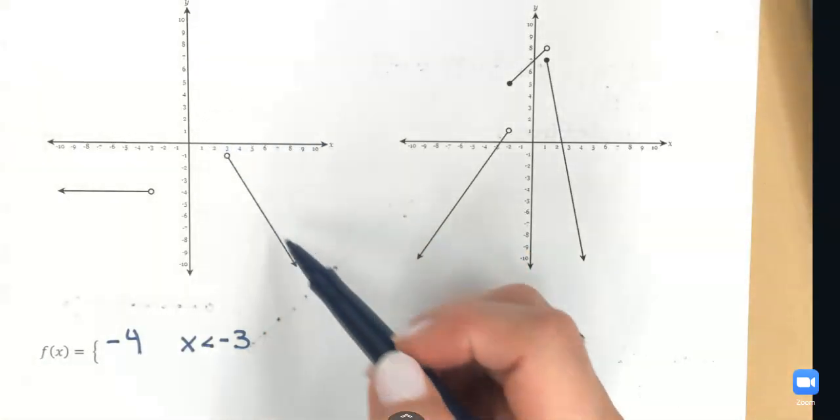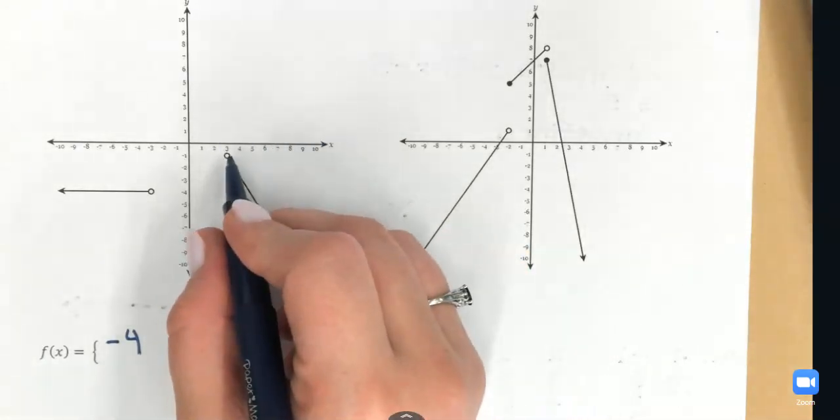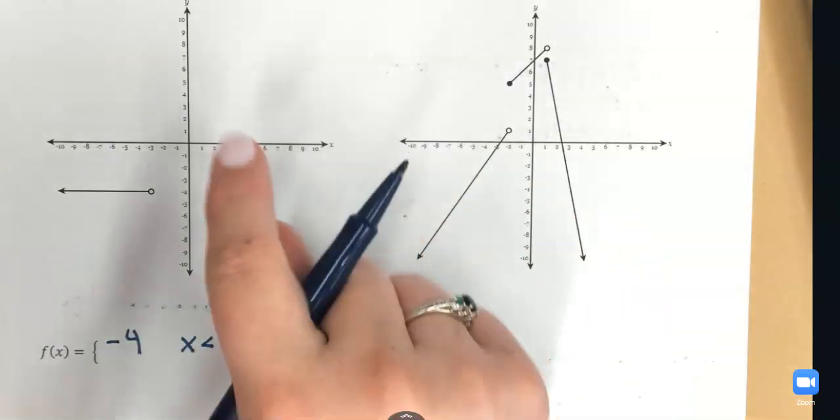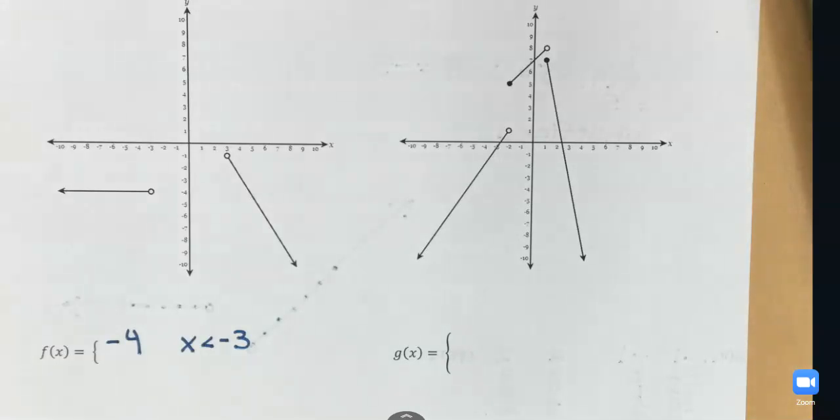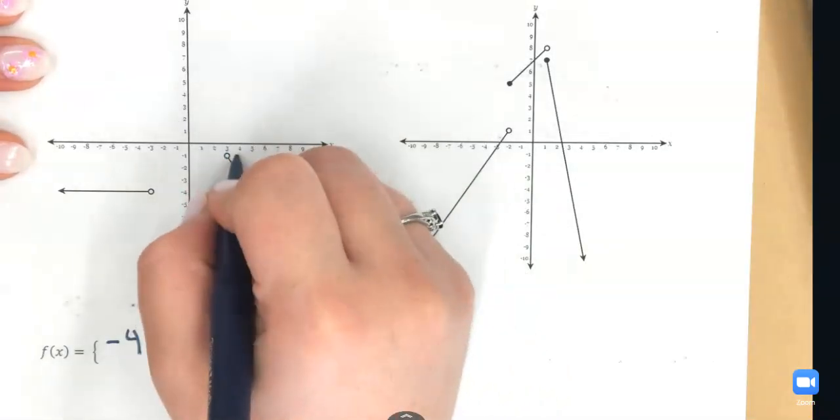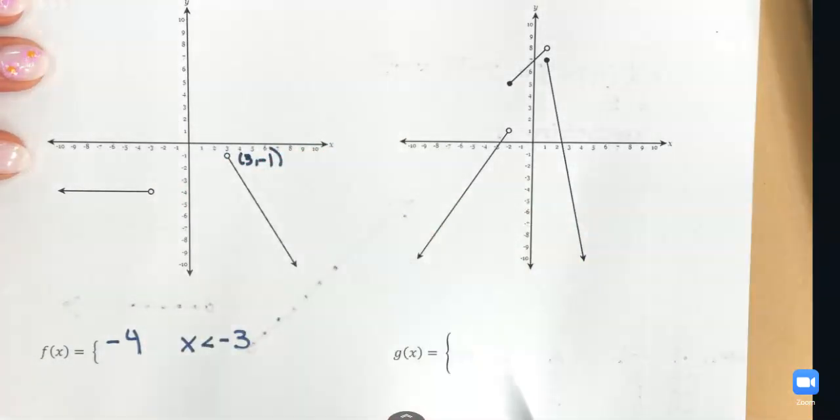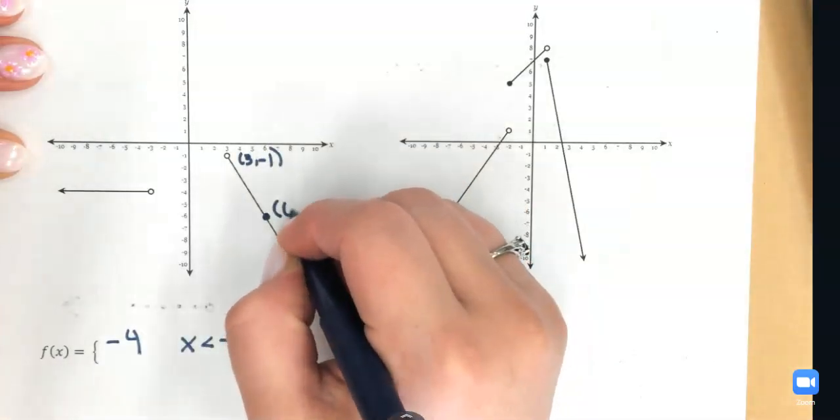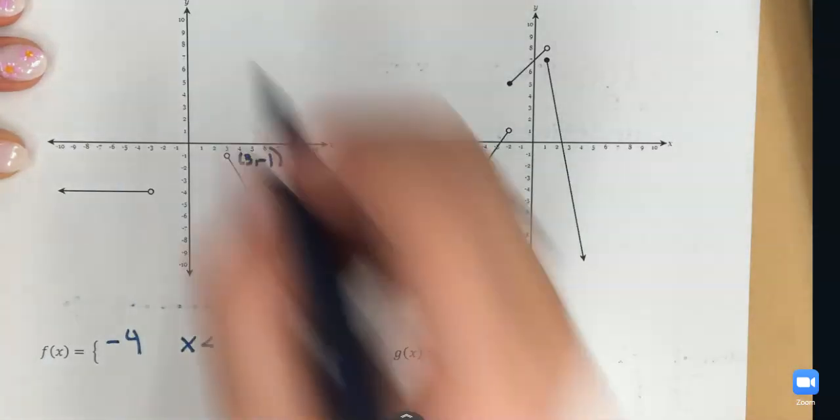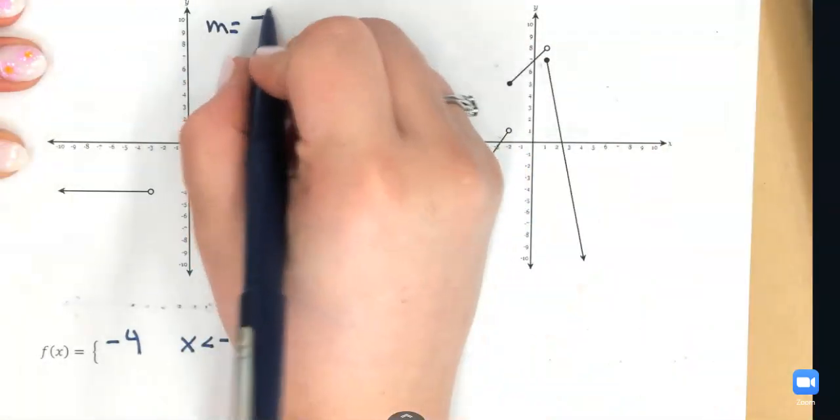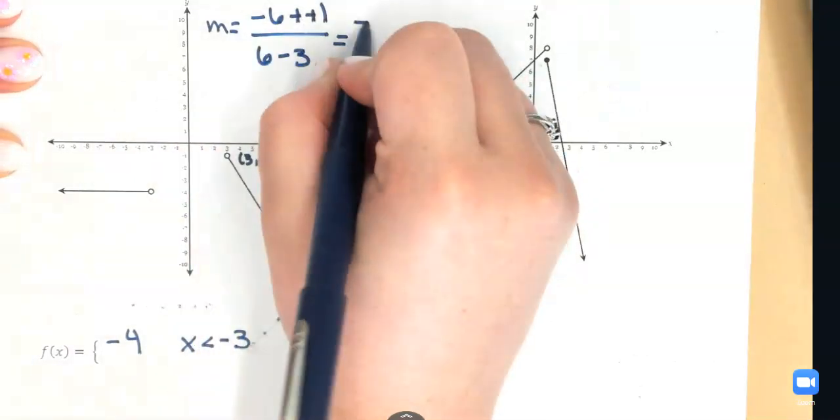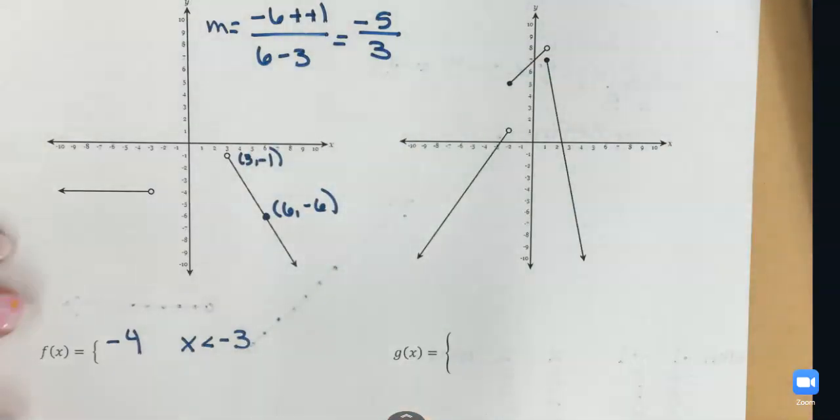Okay, my line picks up again here, starting at x equals 3. And what you can do here to figure out what your equation is, take 2 points and find your slope. I've got this point here at (3, -1). And I know this printed super light, but the next time it crosses at an exact point is at (6, -6). So if I use my slope formula, that's going to be -6 minus -1 over 6 minus 3. And so my slope is -5 over 3.